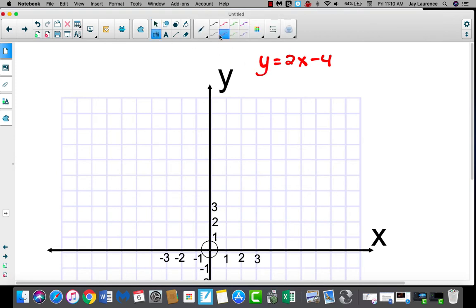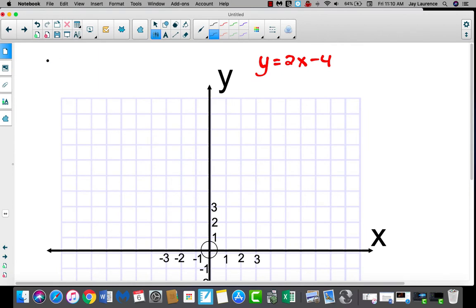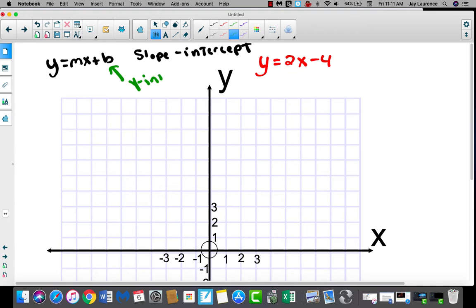Now you remember in the one video, I believe, we talk about y equals mx plus b. And if you remember, that's called slope-intercept form. When a linear equation is written in this form, meaning the y is alone, we know two very important things. We know the y-intercept, and remember, a y-intercept is the place where the line crosses the y-axis. That's why it's called the y-intercept.